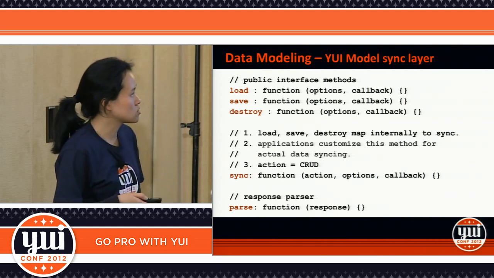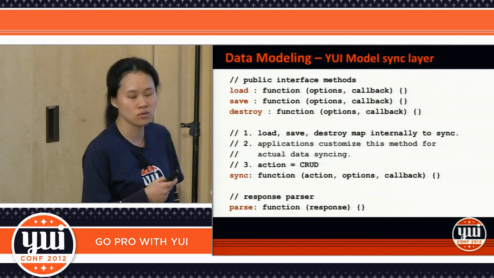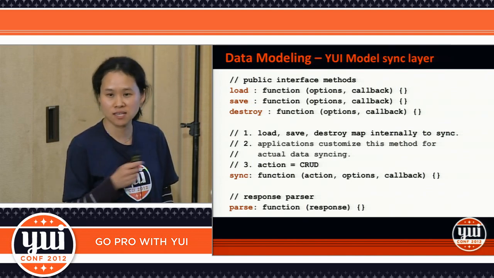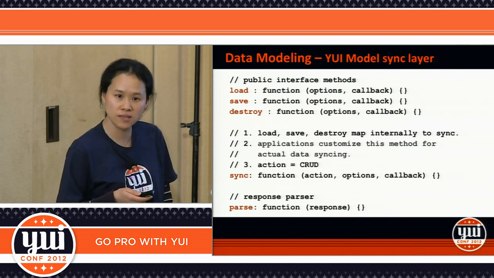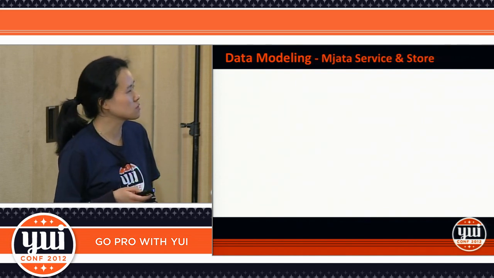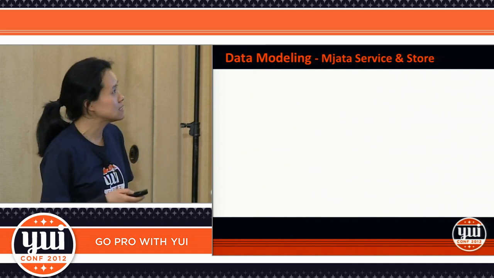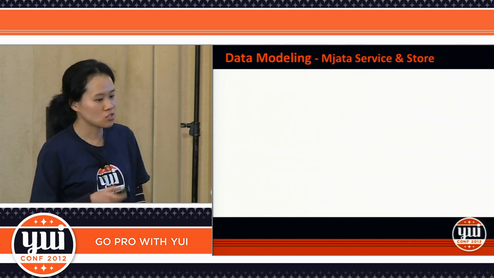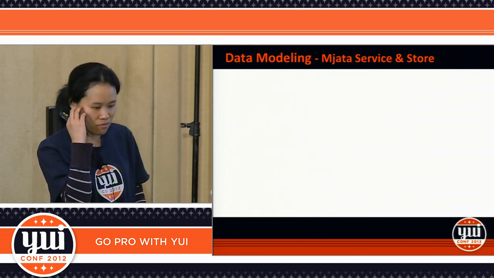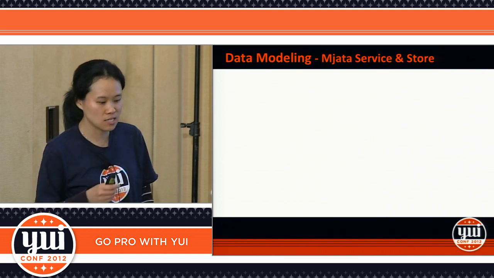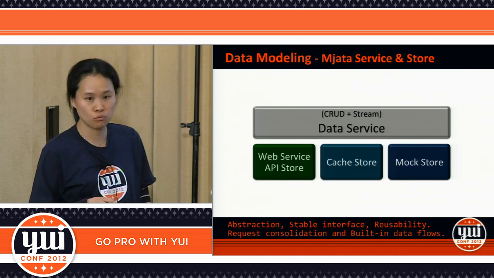If you're just using YUI model for simple use cases, there are already sync libraries provided by YUI, and there are also a couple of gallery modules out there. But in our case, we actually put in something called Mjata service and Mjata store. The idea is that just using the gallery modules or the built-in sync layer is easy, but it doesn't give you a lot of the abstractions that we really want.